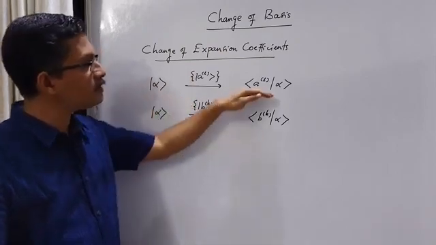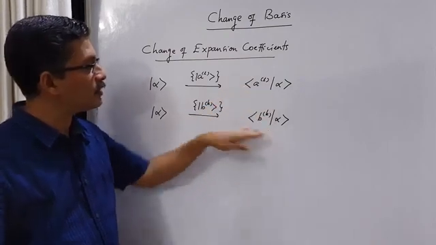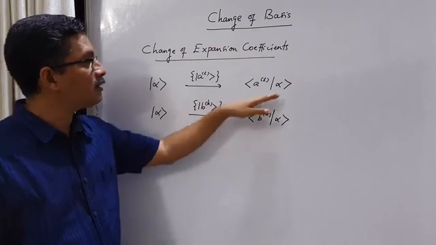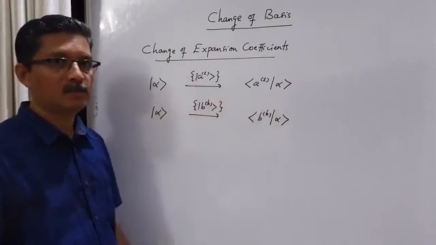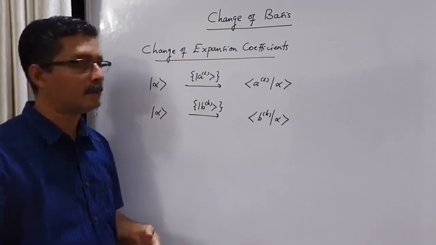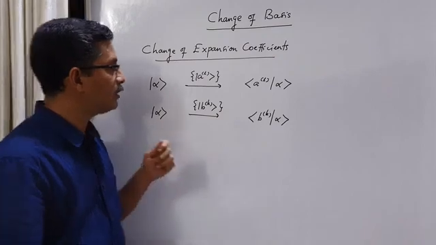Now the question is, what is the relationship between these two expansion coefficients? These are the expansion coefficients in the new basis, let us say. These are the expansion coefficients in the old basis. How are they connected? Naturally, they are connected through the unitary operator that produces the change of basis. But how exactly? Let us see that.